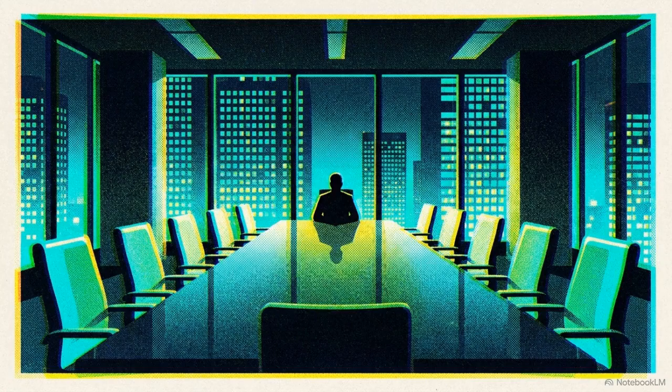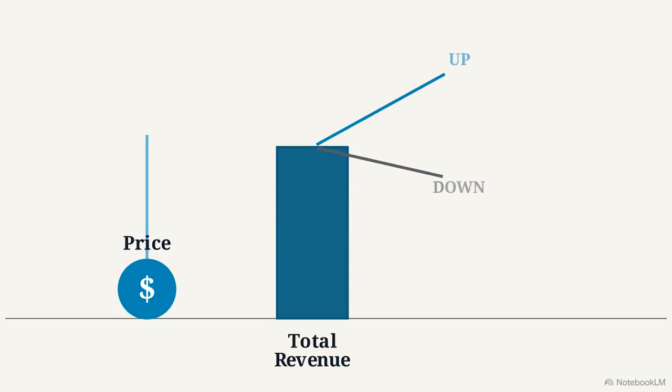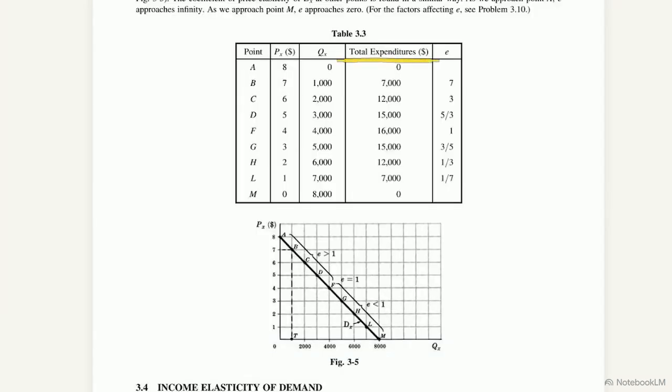All of this data leads to a high-stakes business dilemma. If a company lowers the price of its product, will total revenue go up or down? The answer depends on total expenditures, the price of the good multiplied by the quantity sold. Table 3-3 and Figure 3-5 show how elasticity determines these expenditures. If your product is classified as elastic, dropping your price is effective.